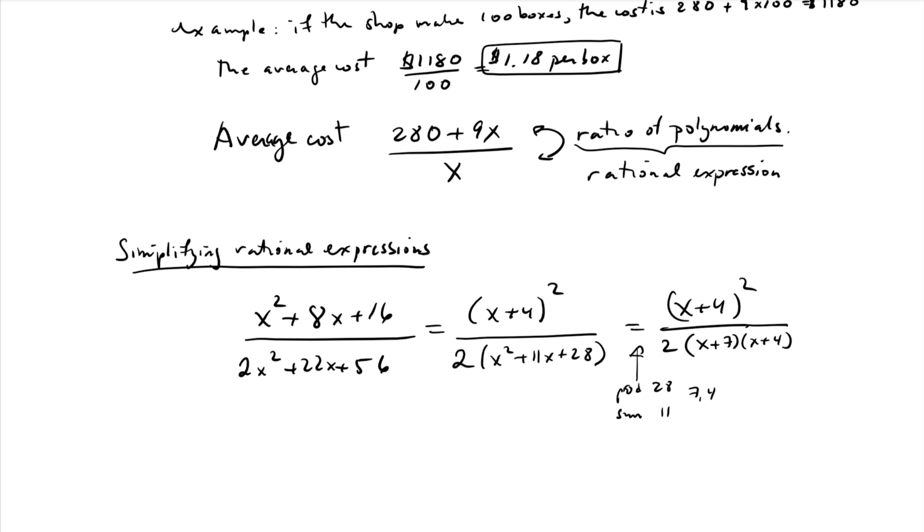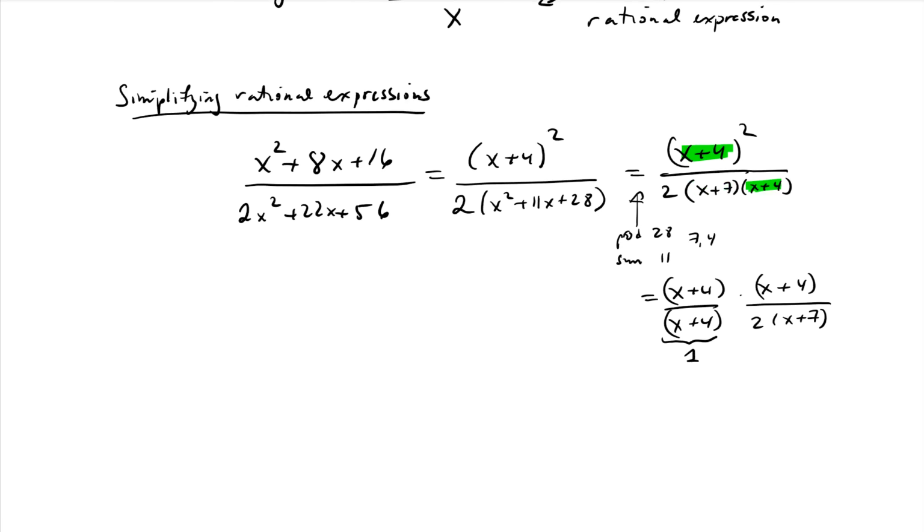And now you see I've got a common factor of x plus 4 here. Don't forget that it's squared at the top. So I've got 2 copies at the top, 1 at the bottom. The idea here is that I can write this fraction as a product of 2 fractions. One is x plus 4 over x plus 4, and the other is x plus 4 over 2 times x plus 7. I can split it up like that. And this part, this is 1. So if I multiply by 1, it's not going to change the other part. So this is what people do, right? They say we're going to cross these out.